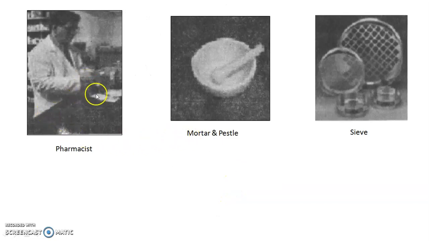Then here some diagrams are given for identification purpose. For an example, in the first diagram we can see the pharmacist. In the second diagram there is mortar and pestle. In the third one, that is sieve. This mortar and pestle is used to triturate, to reduce the particle size and to mix some ingredients meanwhile formulation or production. Then the sieve is used to pass the powders through that particular sieve to obtain uniform particle size powders.